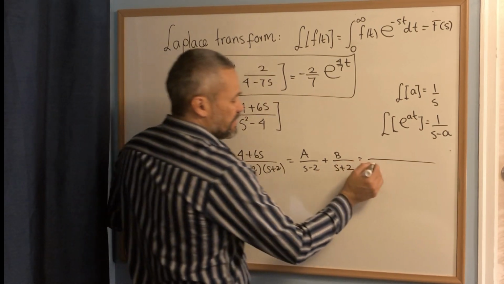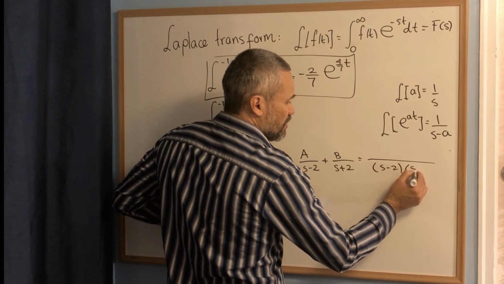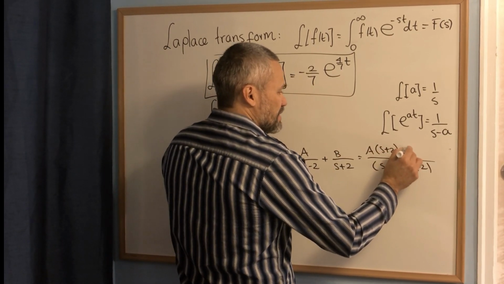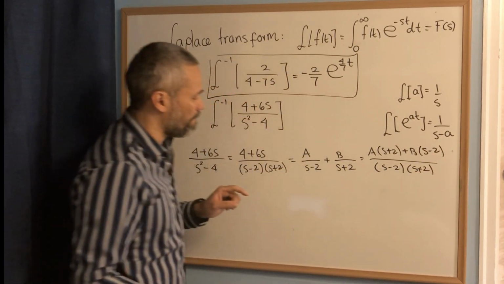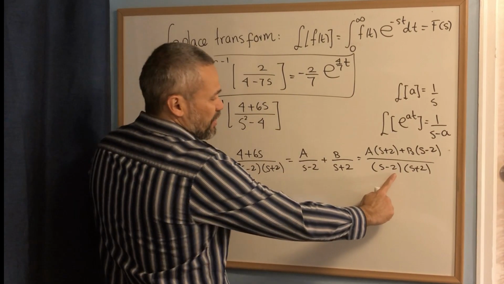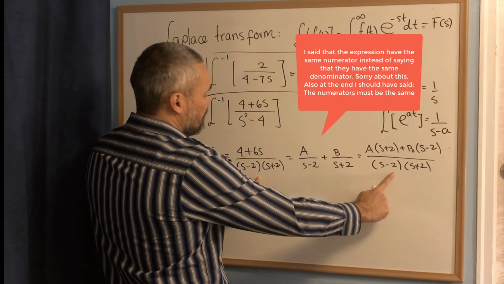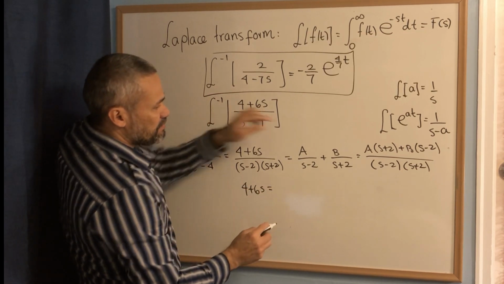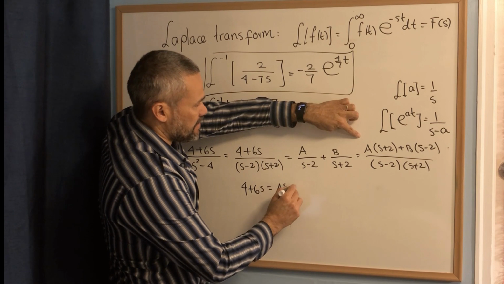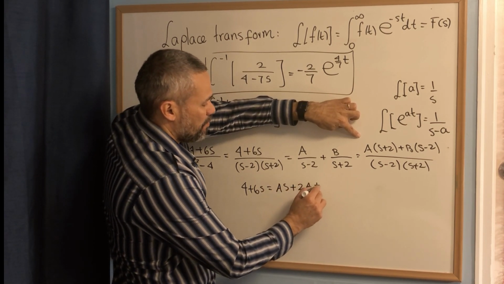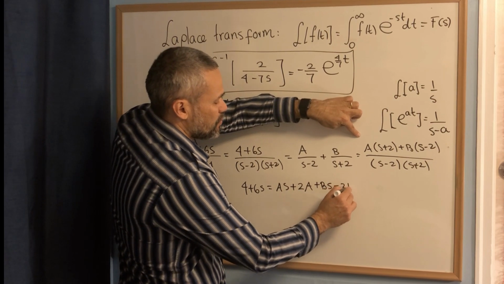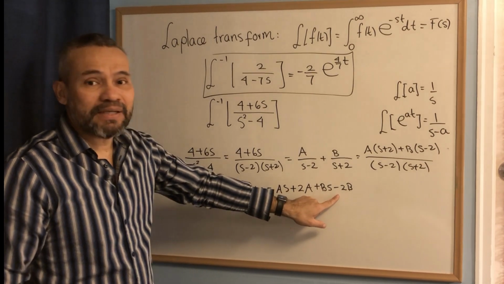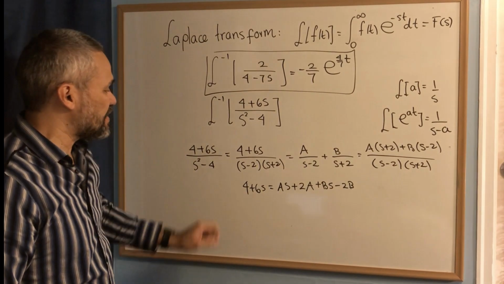We make sure that we have the same denominator, s minus 2, s plus 2. And here we have a times s plus 2 plus b times s minus 2. And then, since these two expressions are the same and they have the same denominator, the numerators must be the same. Then we have 4 plus 6s must be equal to as plus 2a plus bs minus 2b. But then this is a polynomial of order 1, this is a polynomial of order 1, and two polynomials are the same when they have the same coefficients.